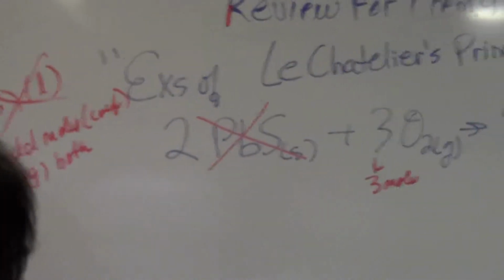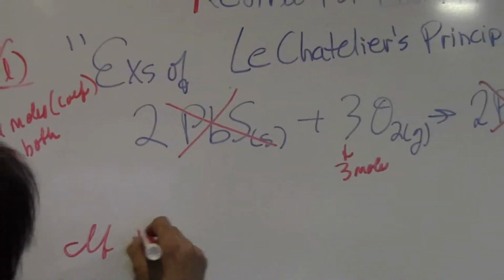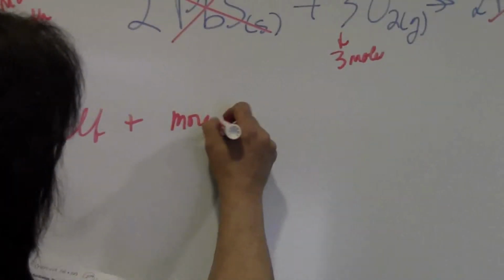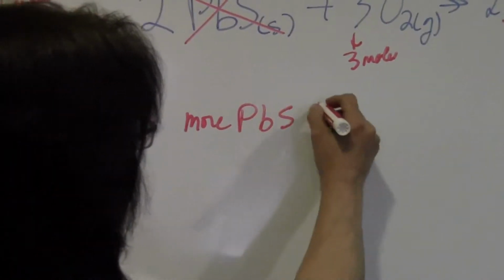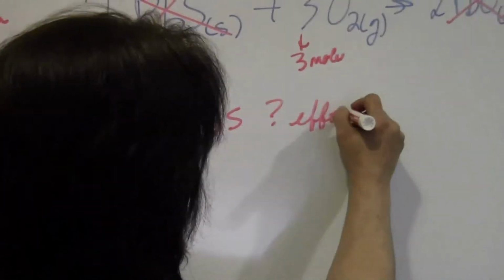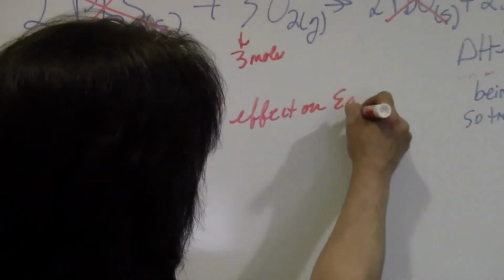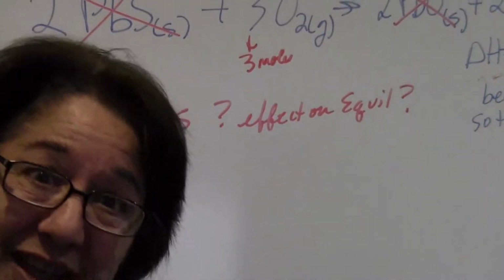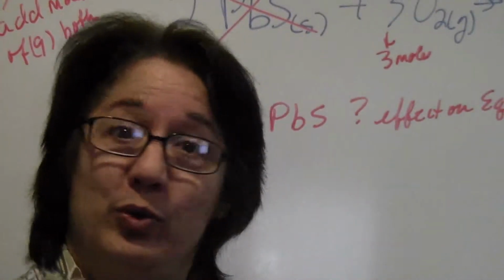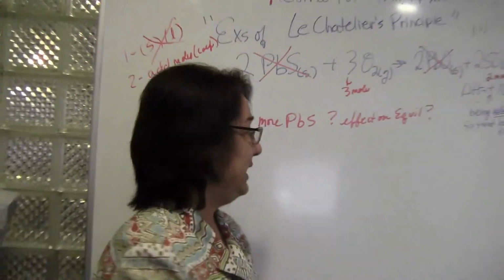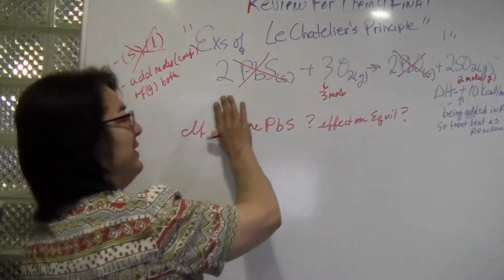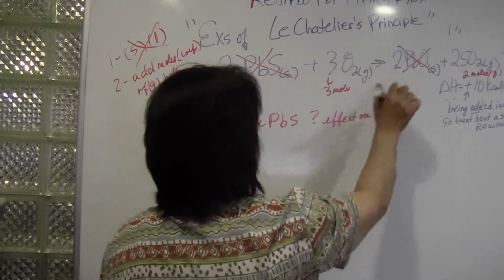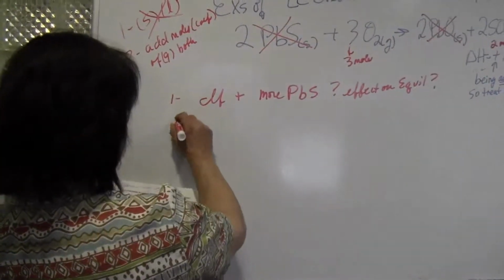Here's the question. If you add more PbS, what is the effect on equilibrium? Nothing, no effect. It's a solid. We crossed it out. So adding more of this has no effect on the concentrations of reactants and products at equilibrium. Let's try another one.